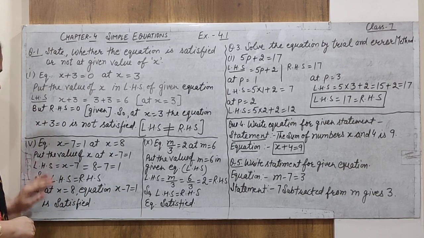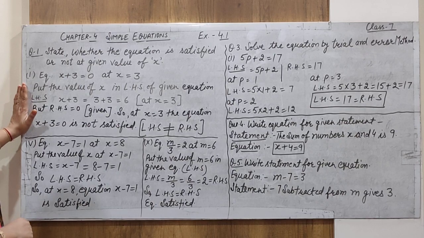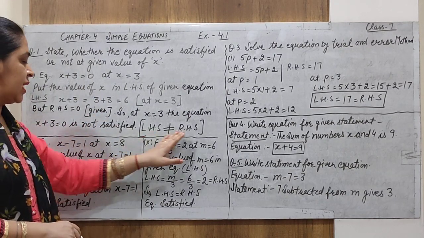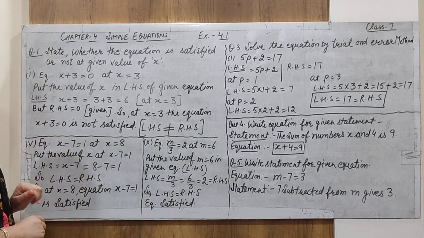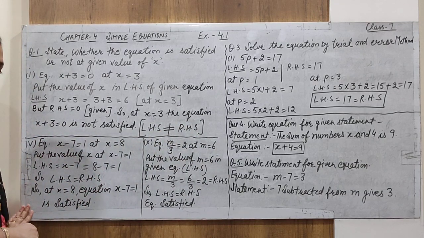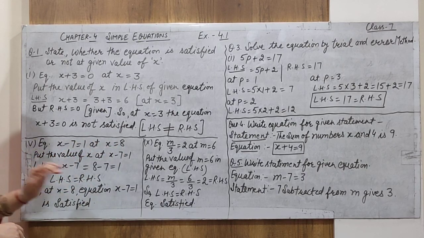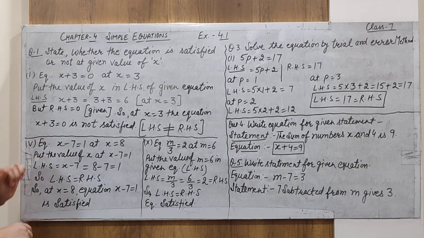So, this is the method. In the first part, we proved that the equation is not satisfied because the left hand side is not equal to the right hand side. Here we have proved that the equation is satisfied because when we put the value of x, the left hand side is equal to the right hand side.